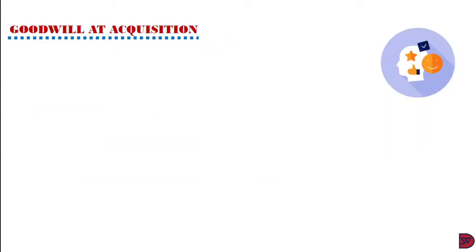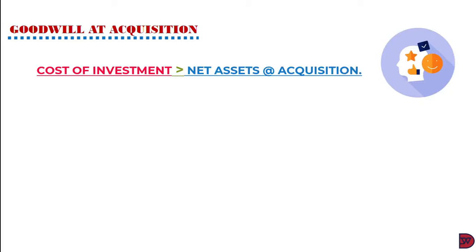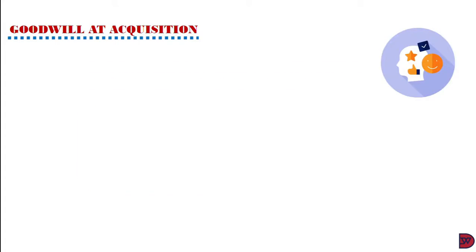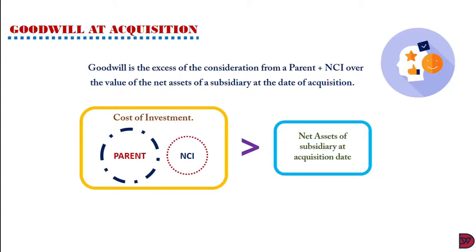Let's now look at goodwill at acquisition with the introduction of a non-controlling interest. So goodwill, as we have already discussed, is the excess of consideration or cost of investment over the net assets of the subsidiary. Now that there is the presence of a minority interest, the cost of investment will not be coming in solely from the parent, but from the non-controlling interest as well.